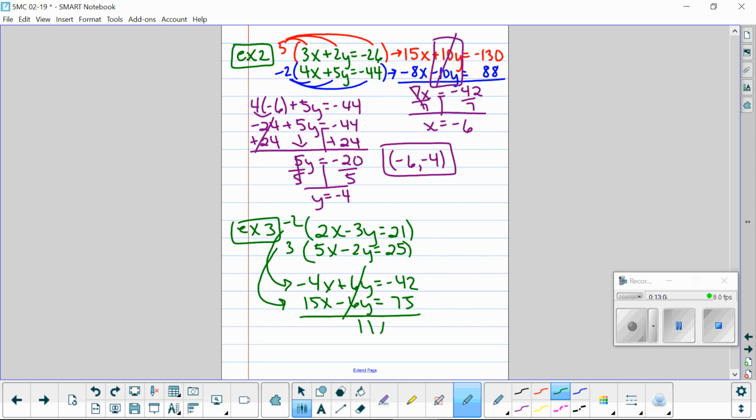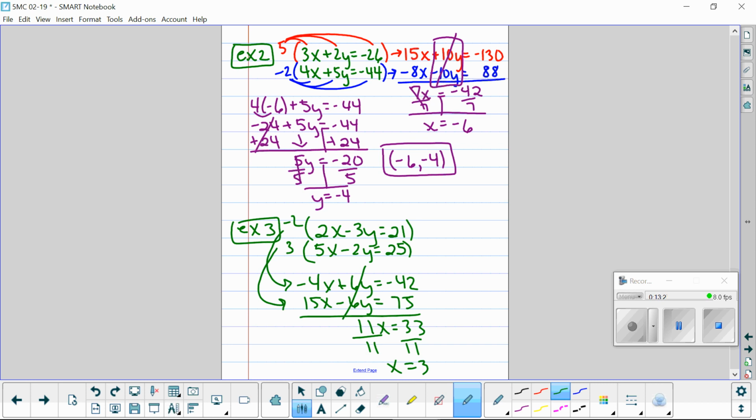-4x and 15x makes 11x. -42 plus 75 is 33. And then when I divide both sides by 11, then I get x equals 3. So now I take that 3, plug it into one of those fine equations up there.